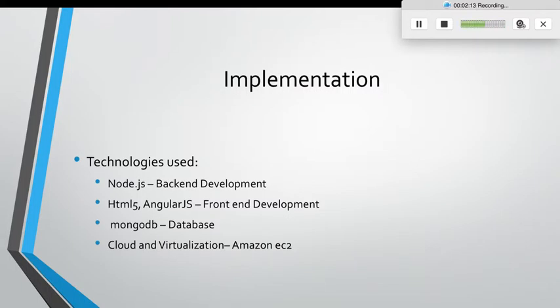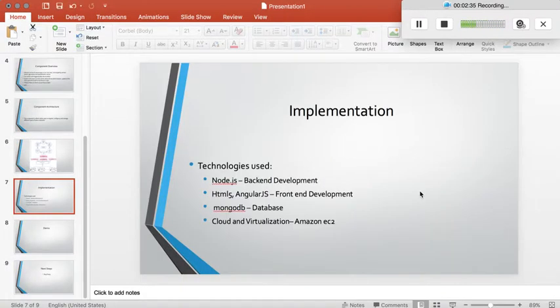In this implementation, I have used Node.js, HTML5, AngularJS, and MongoDB for the database. In the future, I'm targeting that the system should move to Cassandra development because of the heavy traffic. Then for the cloud and virtualization, I have considered EC2 for now. So let's go to the demo.